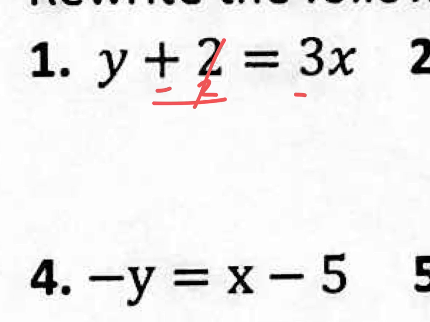And what you do to one side, you have to do to the other side. Okay? So you're going to subtract 2 over here. So what do you have left? You have y all by itself, and that's what function form is. So you have y equals.